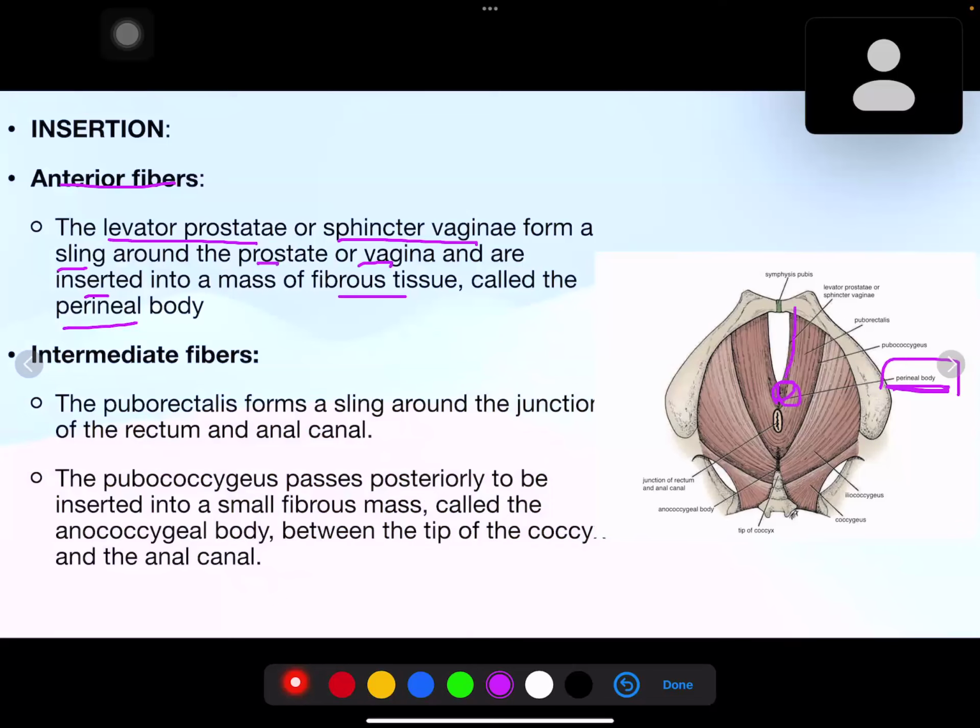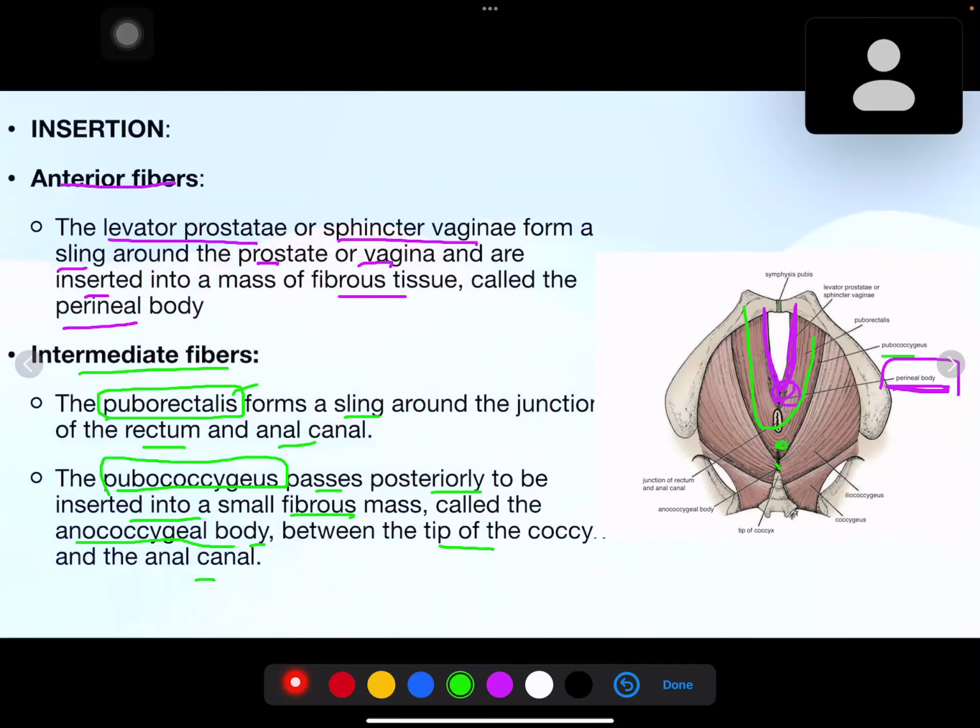So these are the most anterior fibers. Okay, now the intermediate fibers, which we call puborectalis and pubococcygeus. So puborectalis forms a sling around the rectum and anal canal. Okay, so this would be the puborectalis, and the pubococcygeus passes posteriorly to be inserted into a small fibrous tissue, which is called the anococcygeal body. And this body is between the tip of coccyx and anal canal. So this is the coccyx, and this is the anococcygeal body.